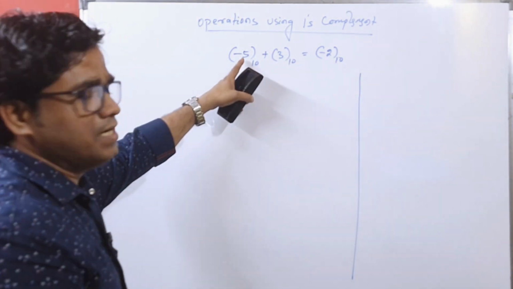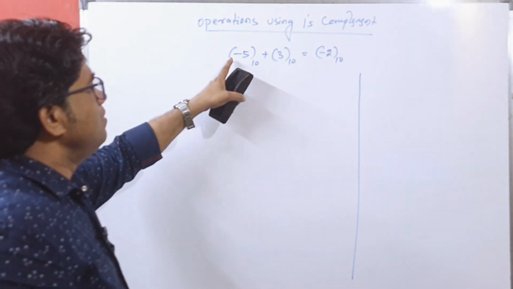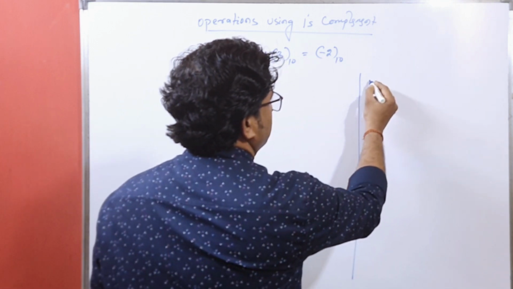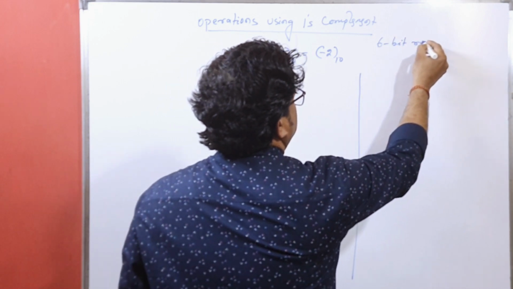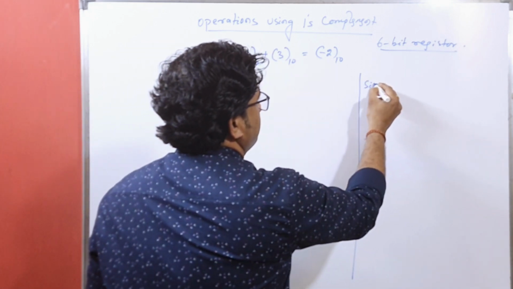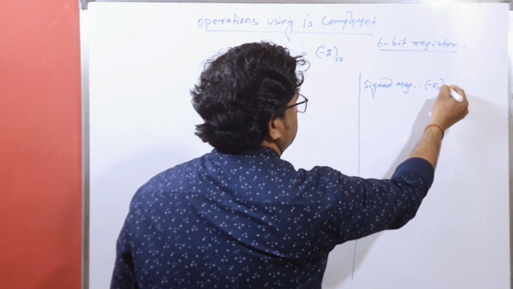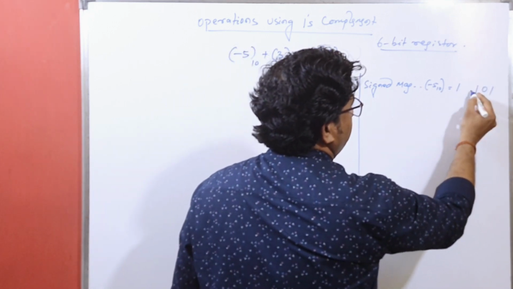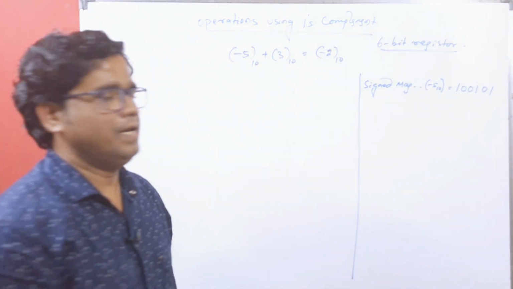And as the number is -5, you store it, and our concept is the 1's complement. So you store the -5 into the memory by using 1's complement form. As all of you know, here also suppose we are using a 6-bit register. First you represent the sign magnitude representation of -5 base 10: 1 for the sign bit, and 101 for the 5, and as you are using a 6-bit register, so 100101, right?